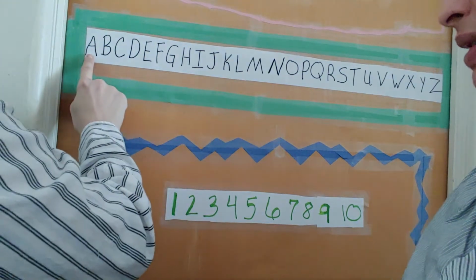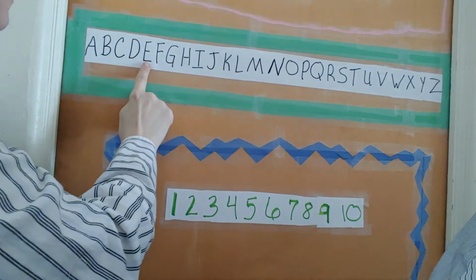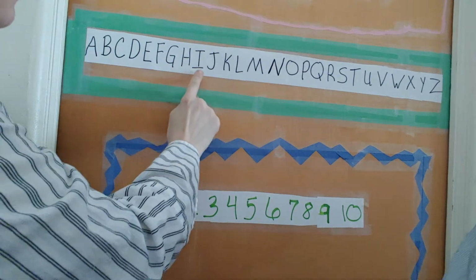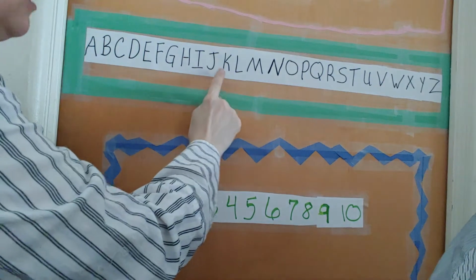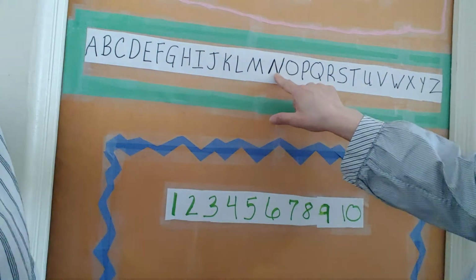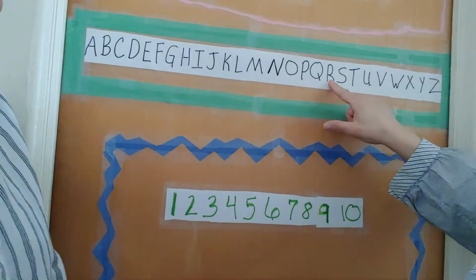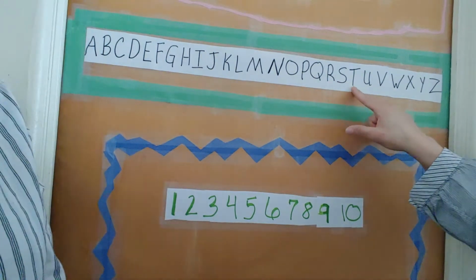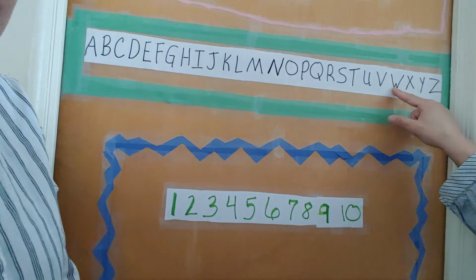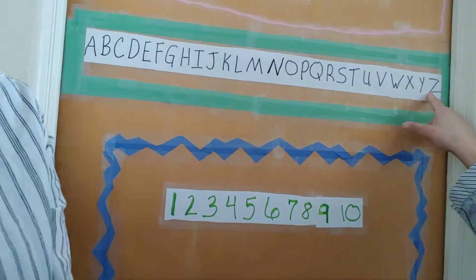Here we go. The A says ah. The B says b. The C says k. The D says D. The E says E. The F says F. The G says G. The H says H. The I says I. The J says J. The K says K. The L says O. The M says M. The N says N. The O says A. The P says P. The Q says Q. The R says R. The S says S. The T says T. The U says uh. The V says V. The W says W. The X says X. The Y says Y. And the Z says Z. Oh my goodness.